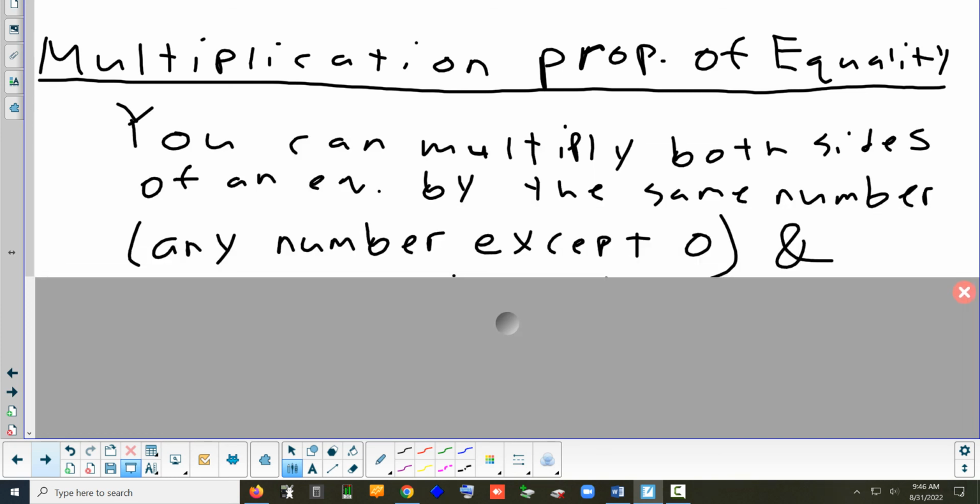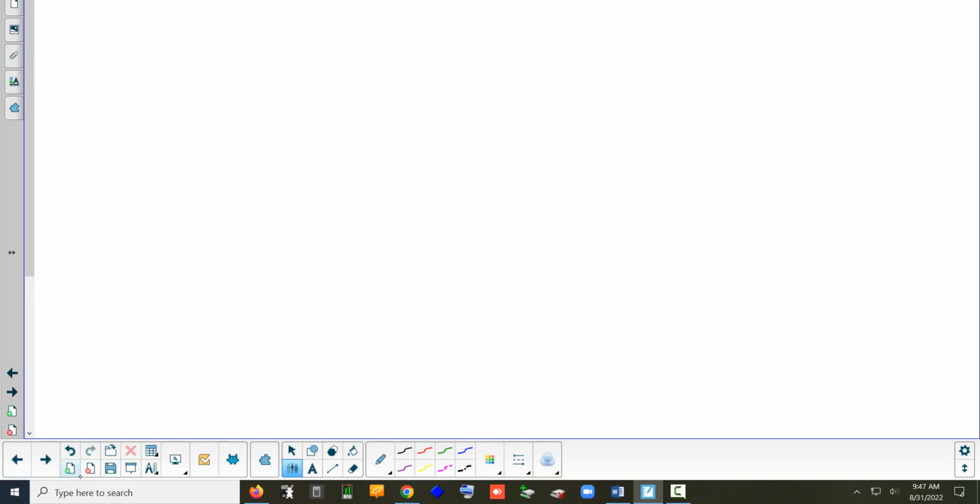The multiplication property says that you can multiply both sides of an equation by the same number, except 0. Right, so you can multiply by any number you want on both sides of an equation, except the number 0. What would happen if you multiplied both sides by 0? Like, let's say you had something like 8x equals 16.